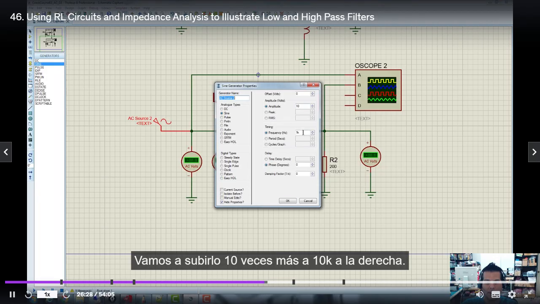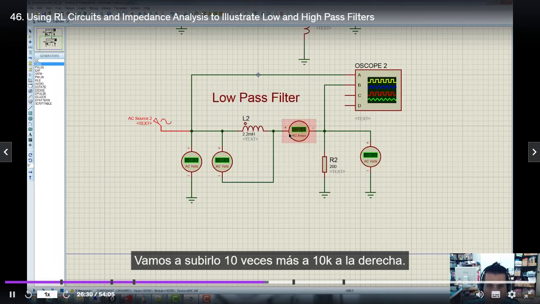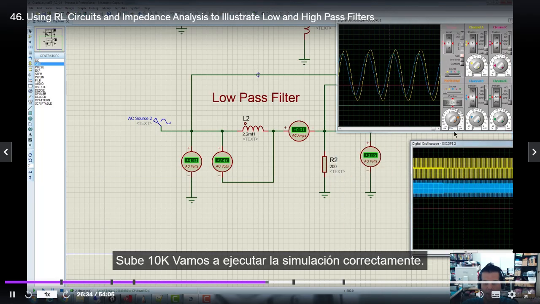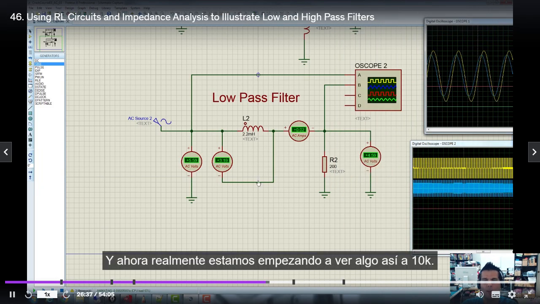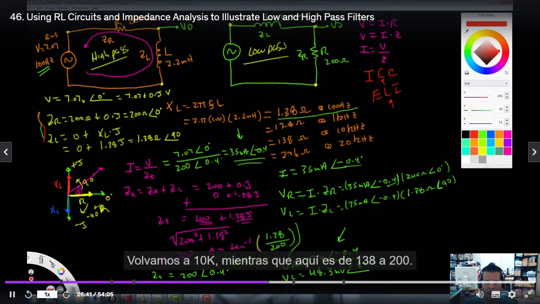Let's bring it up another tenfold to 10K. All right, bring it up to 10K and let's run the simulation. And now we're really starting to see something. So at 10K, let's go back. At 10K, where is that? Right here. That's 138 to 200. It's almost an even voltage divider, right? Almost, right? It's 200 to 138.